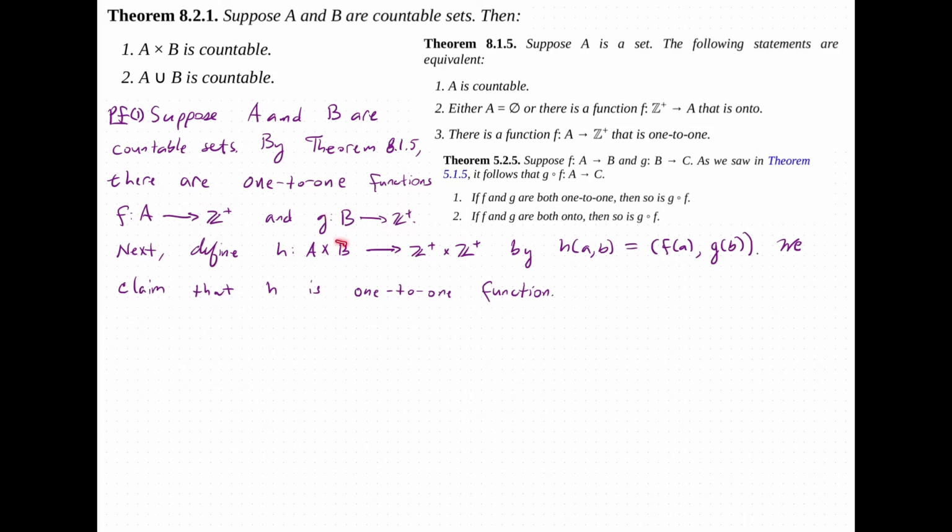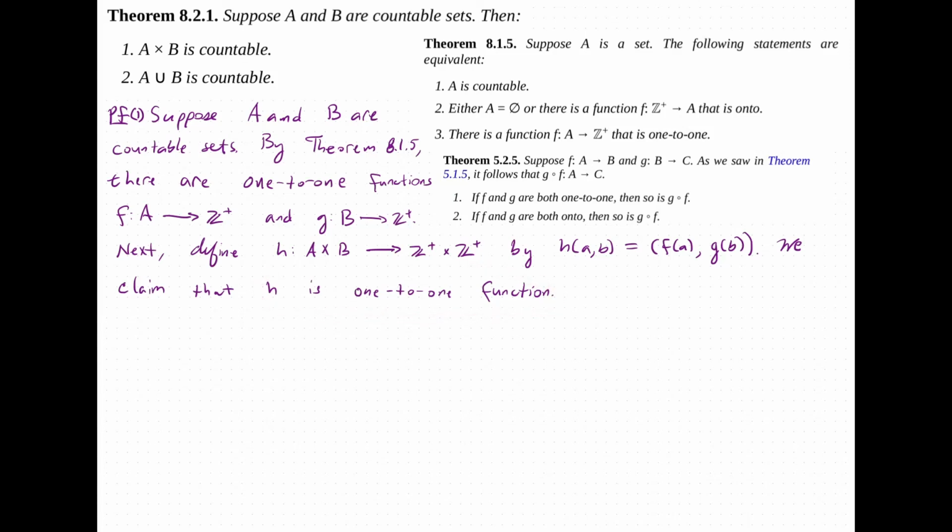Next, we're going to define a new function h going from the Cartesian product of A with B to the Cartesian product of the positive integers with themselves. That function is defined as h of (a, b) goes to (f of a, g of b). Now we want to claim that h is 1 to 1. So let's go ahead and show this.